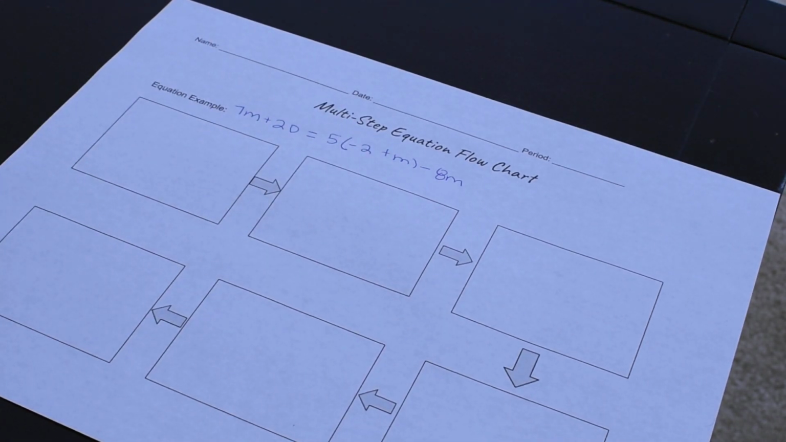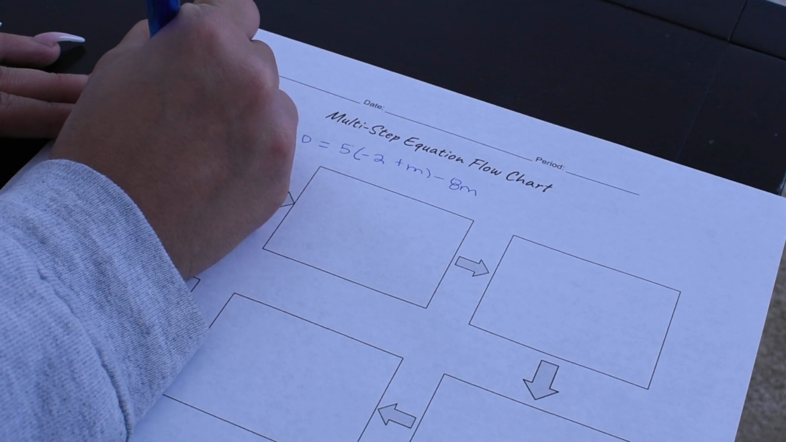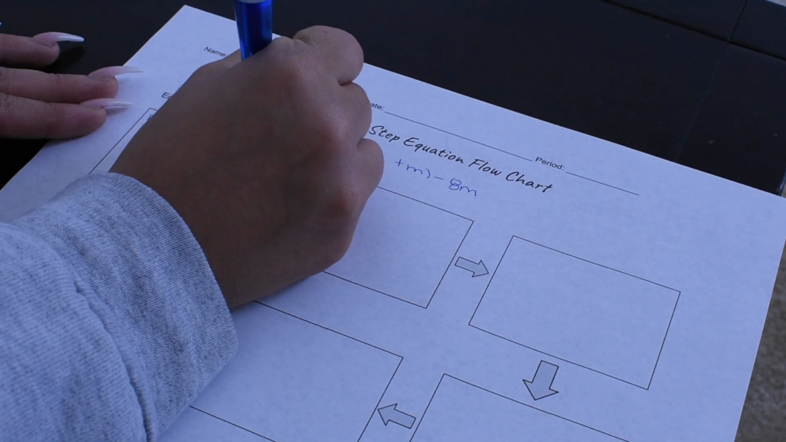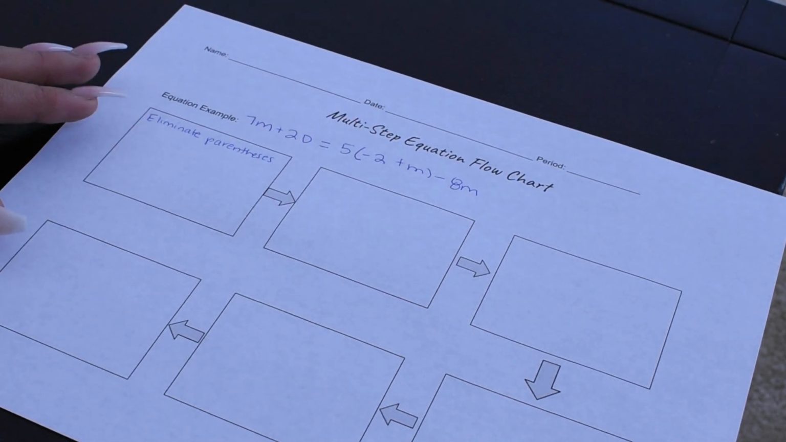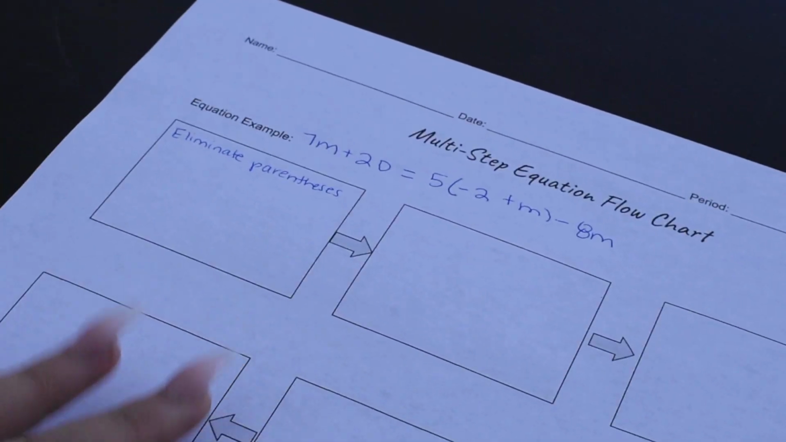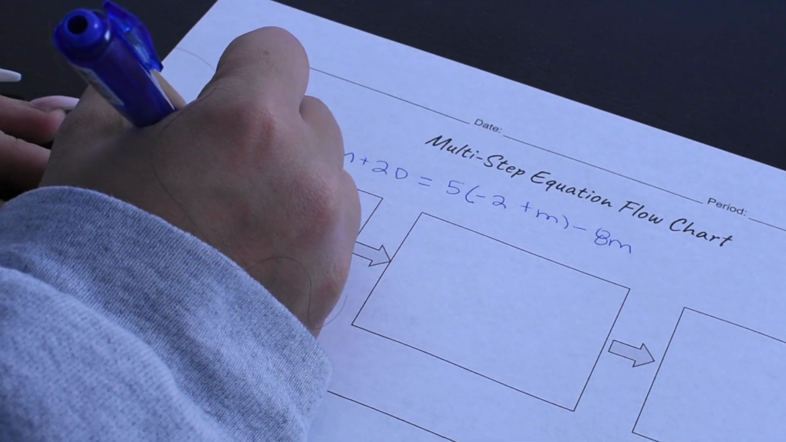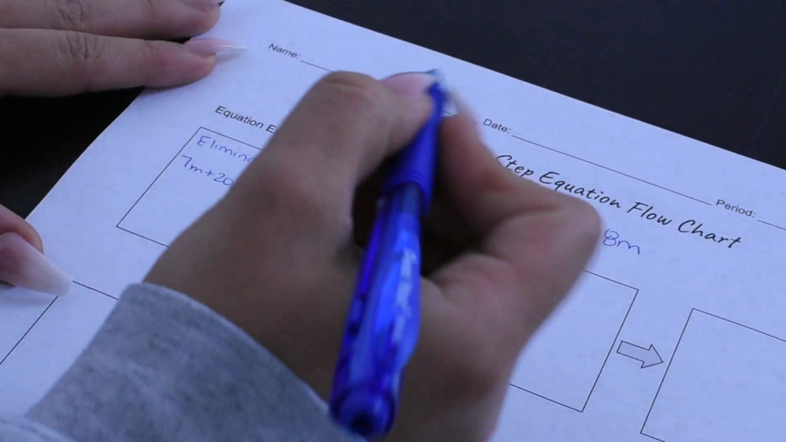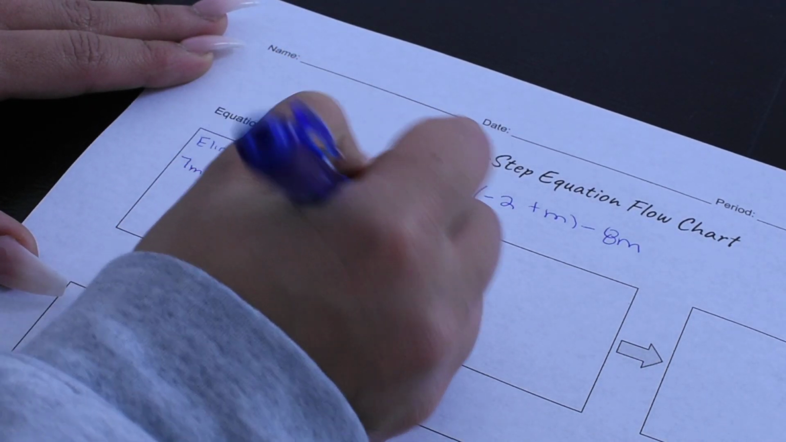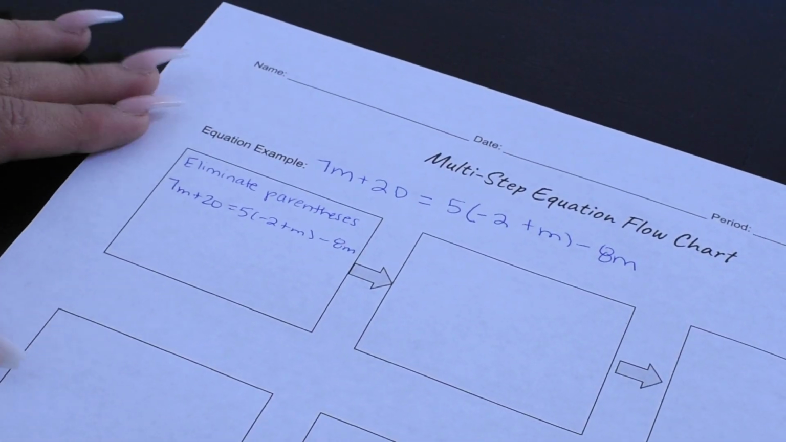The first thing we have to do, anytime we see an equation with parentheses, is eliminate parentheses. That's the first thing. All right, we gotta eliminate parentheses. So here's how we're gonna do that. We have 7m plus 20 equals 5 times negative 2 plus m minus 8m. All right, so we got to make this into a smaller equation, something we can work with.